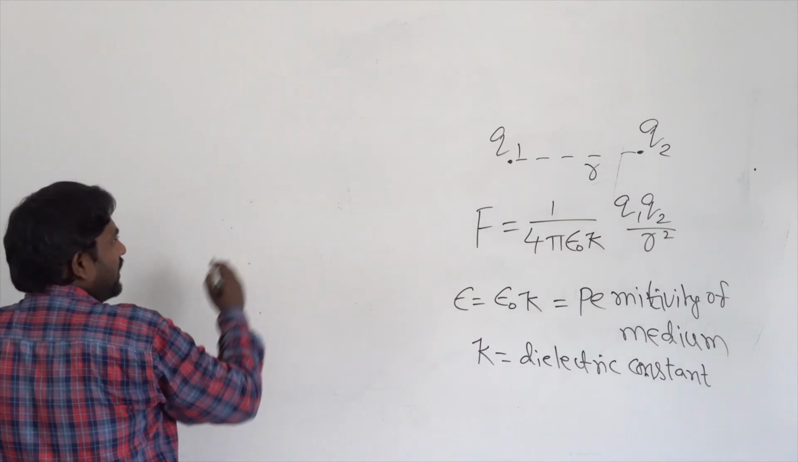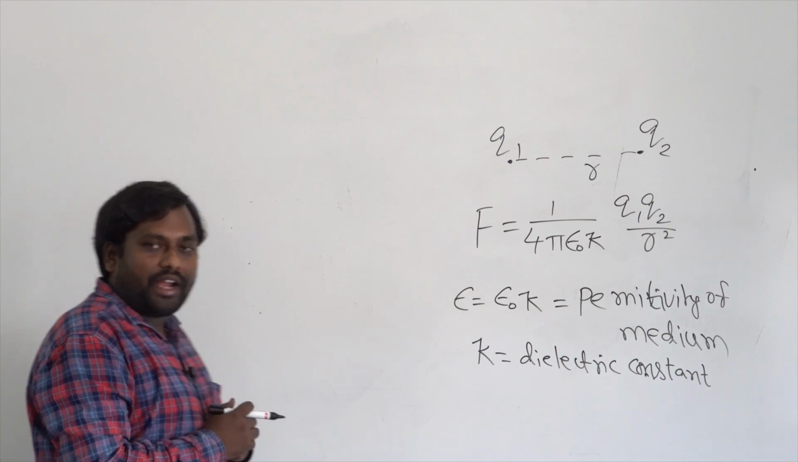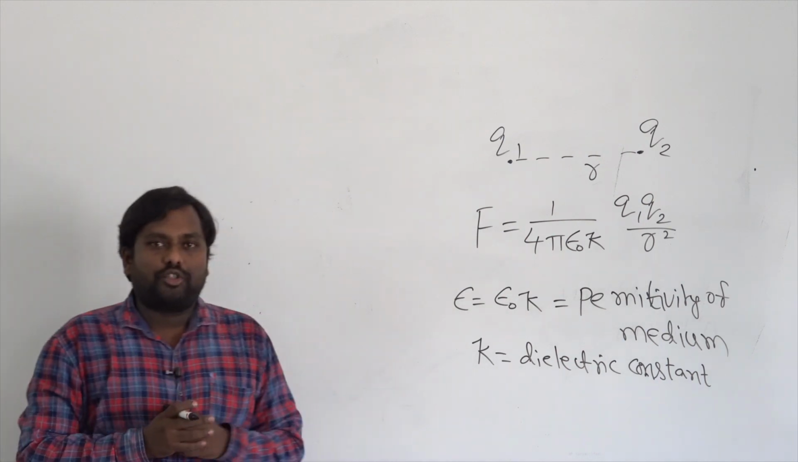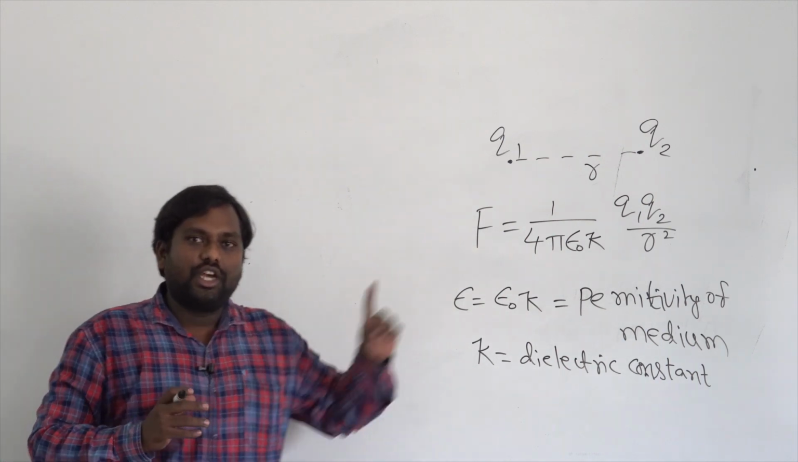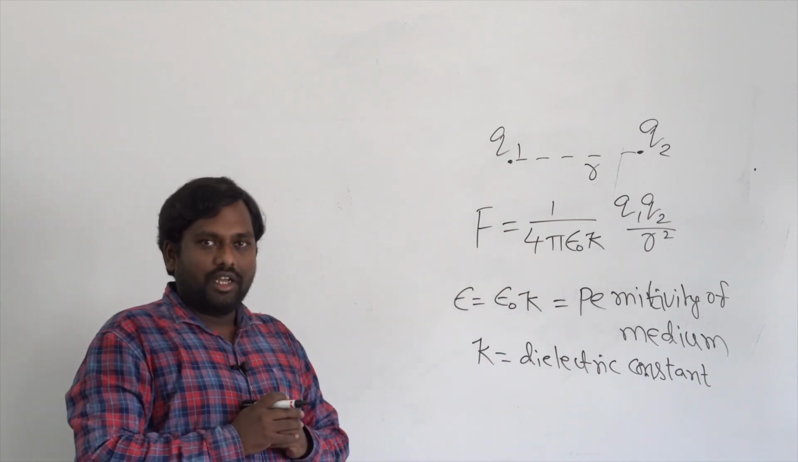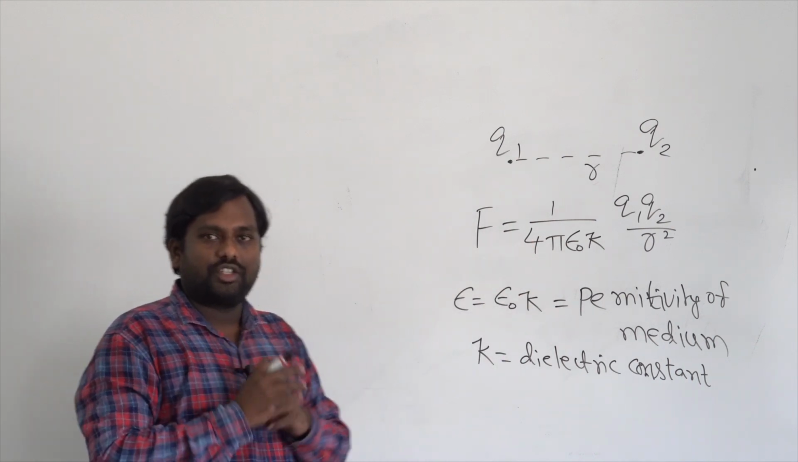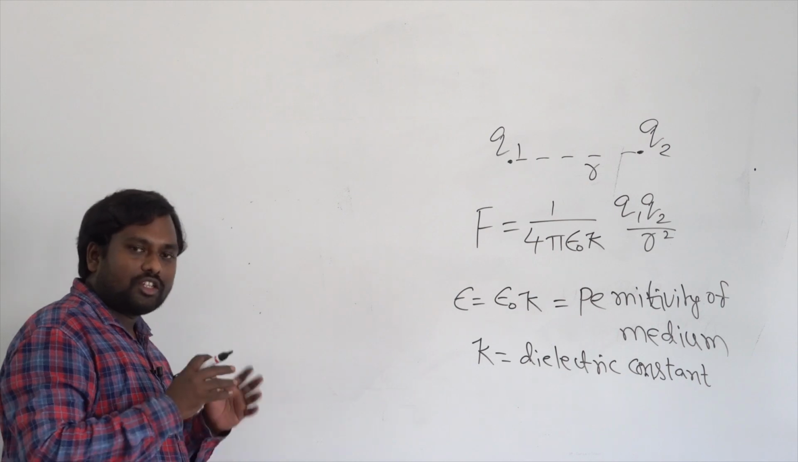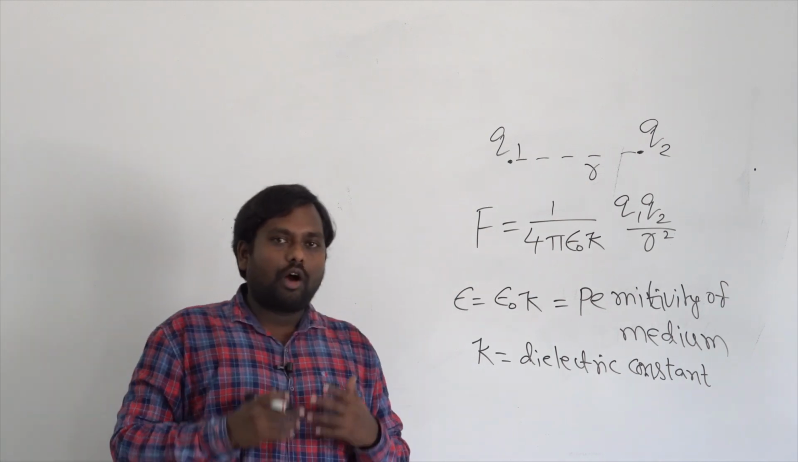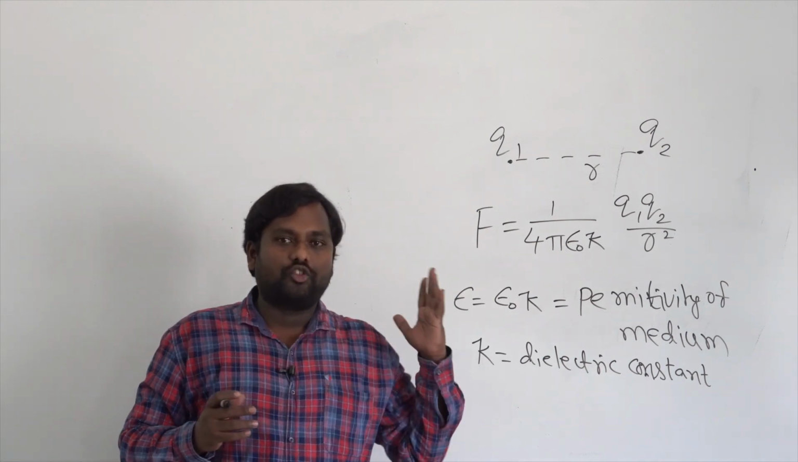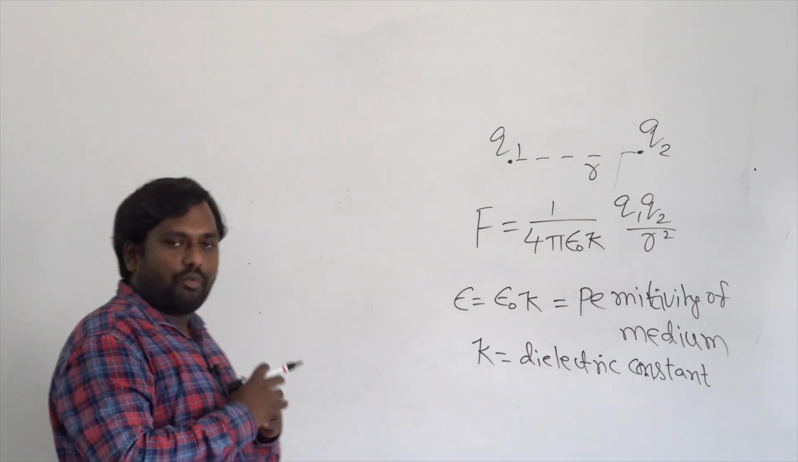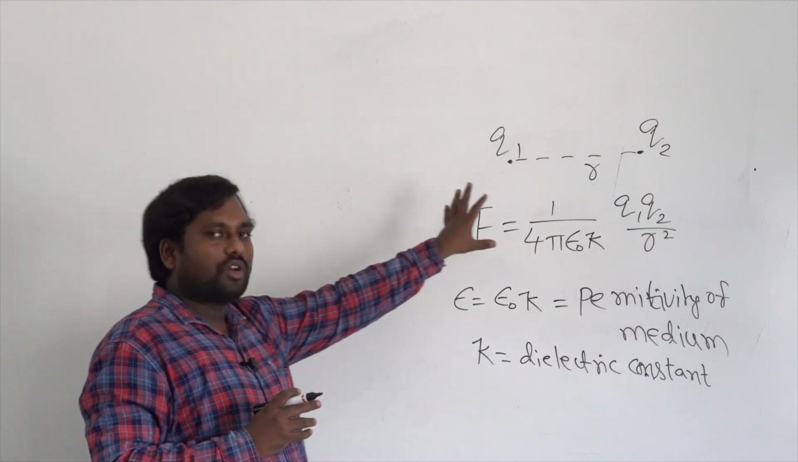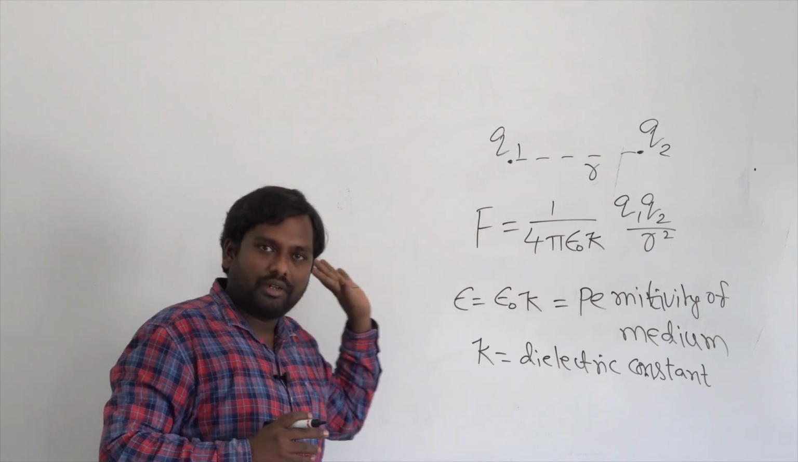Now, here it is strictly valid for point charges. If we take extended charged objects, we cannot use this formula directly. This is strictly valid for point charges separated by some distance, and the charges should be at rest. Or out of these two particles, at least one particle should be at rest, if not both. If both particles are moving, then the force of interaction between them will not be this one.